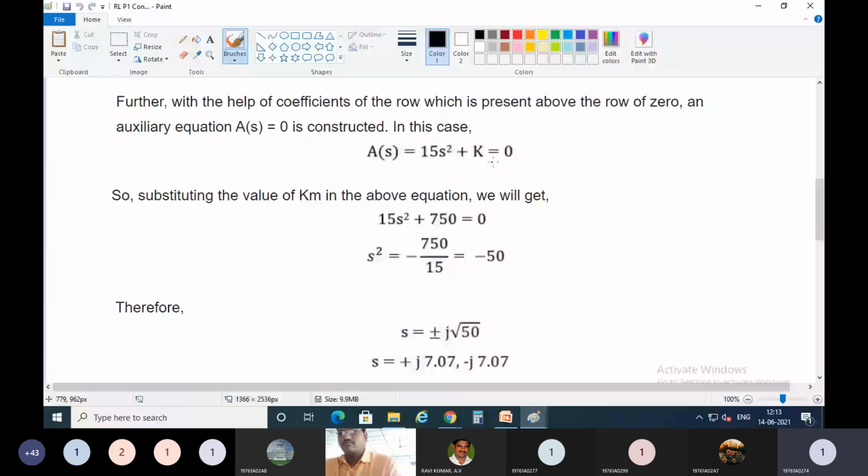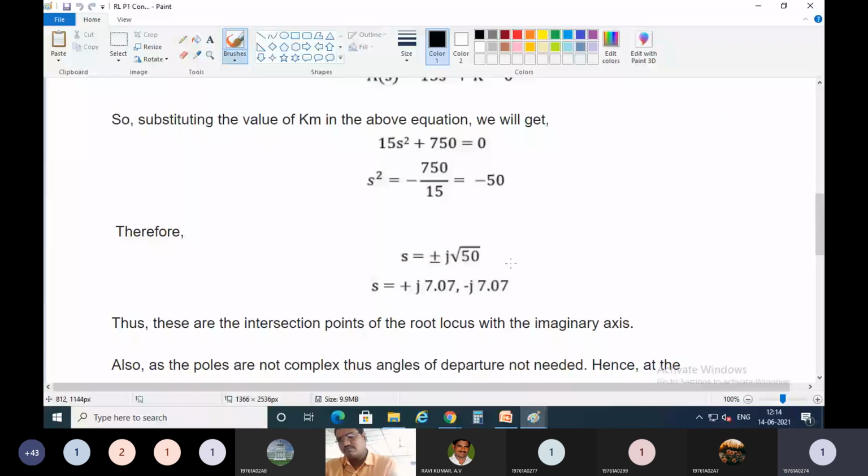Therefore S is equal to plus or minus j root 50, that is S is equal to plus j 7.07 and minus j 7.07. So at these values, these two root locus branches are going to intersect with the imaginary axis.